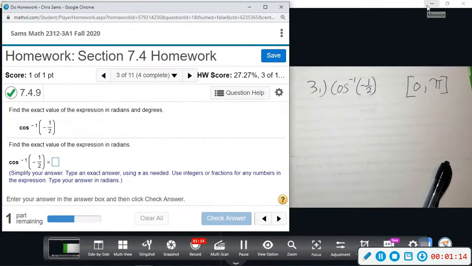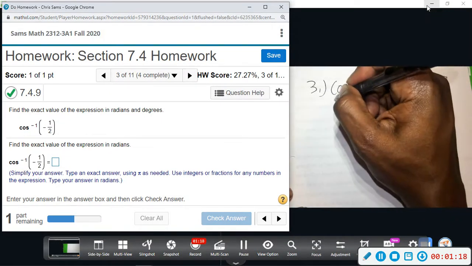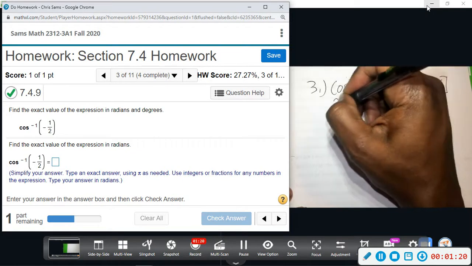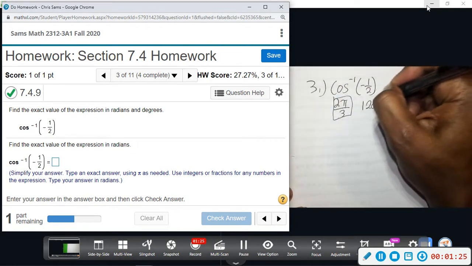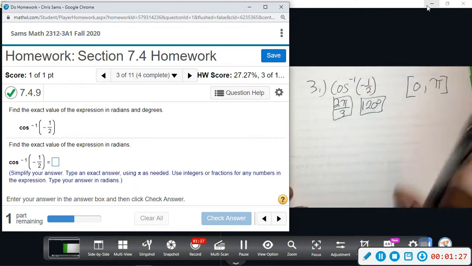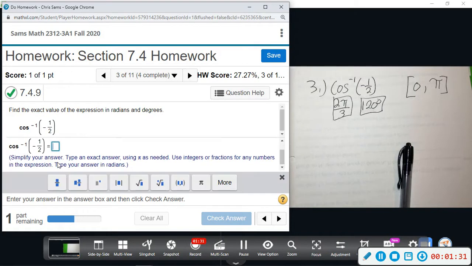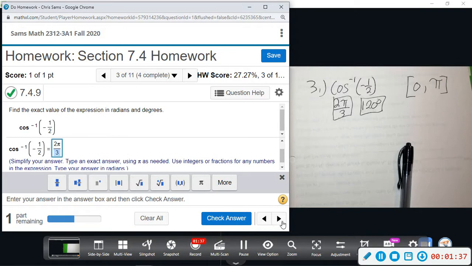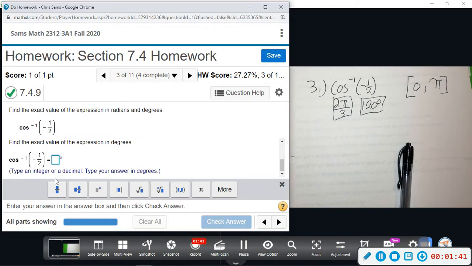It's exactly between those limits, so we don't have to change anything. 2 pi over 3 and 120 degrees. Both of those are the same angle, one in radians, one in degrees. So 2 pi divided by 3 and then 120.